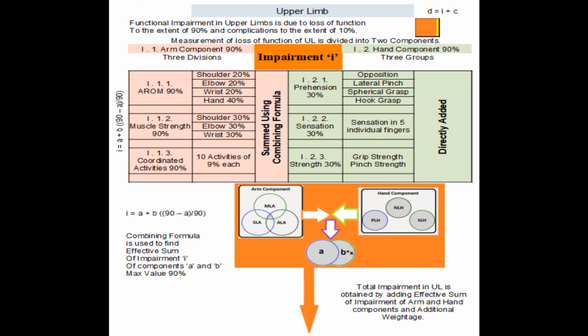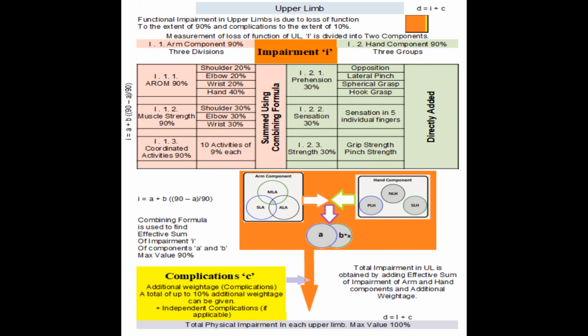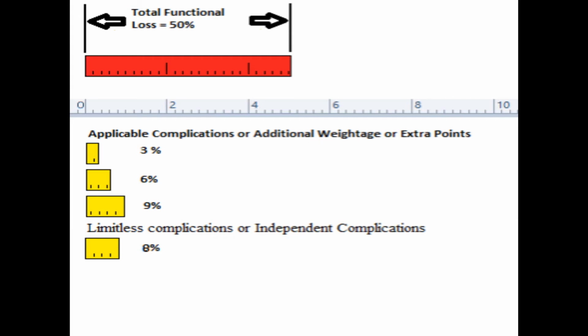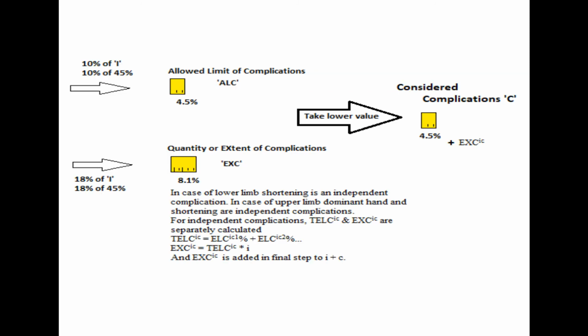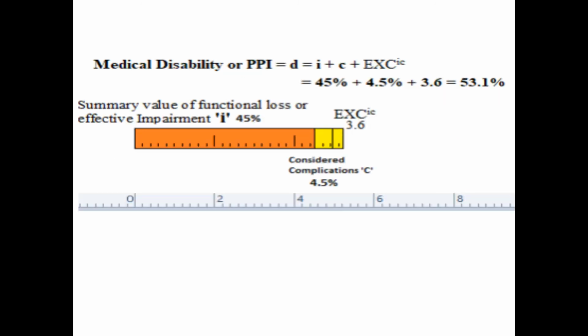In the first formula, D is equal to I plus C. What is left is C or processed complications. Complications are also called additional weightage or extra points. The listed additional weightage for upper limb are pain, infection, malalignment, contracture, etc. The values of these extra points are listed as percentages applicable to a case of 100% functional loss. First, make a total of these percentages which are eligible. After this step, there are 2 approaches. The first one is called the approach of relative percentages and the second is called the approach of absolute percentages. The approach we take decides how much of complications are to be considered.